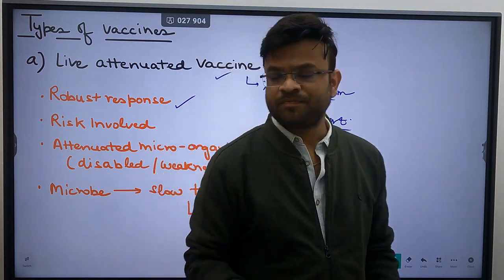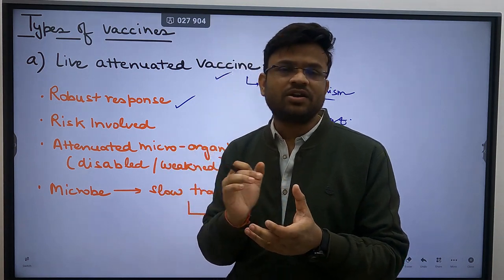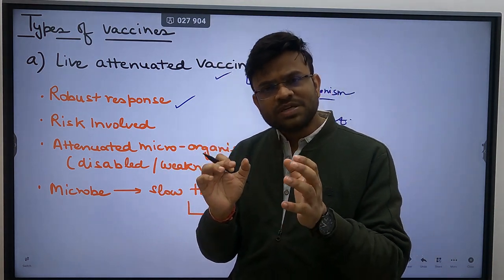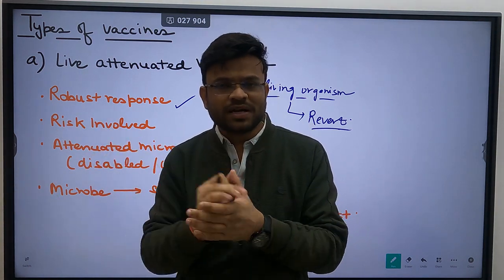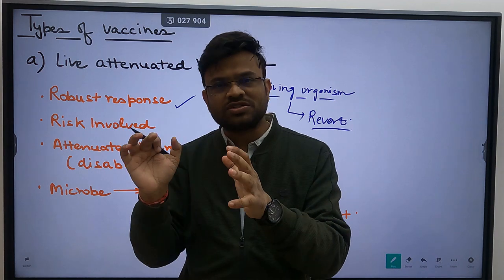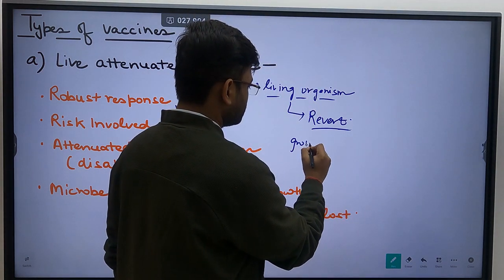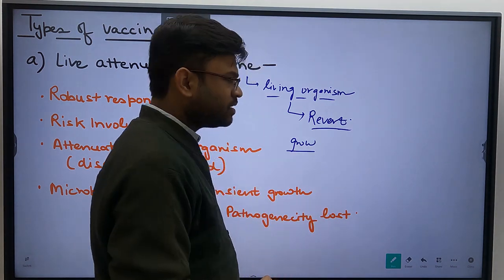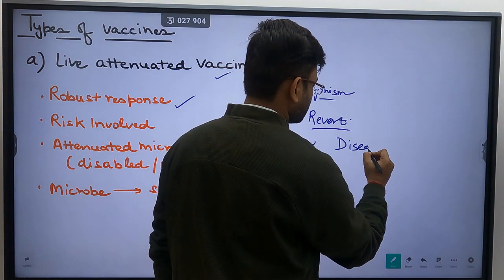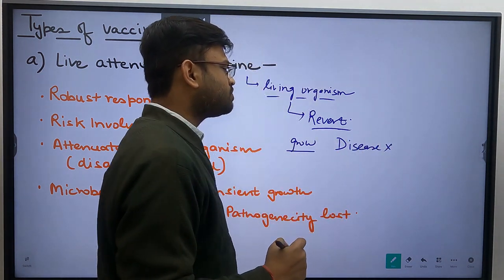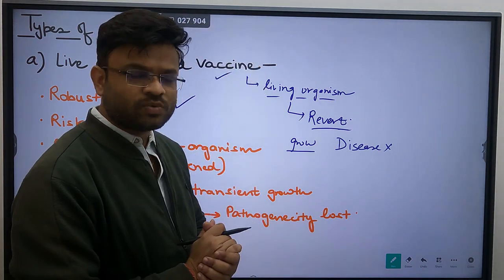What do you mean by reversion? You are using an attenuated virus, an attenuated organism. Attenuated organism means weakened organism. That means it has the capacity to grow, but it does not have the capacity to cause disease. Growth is possible, but disease is not possible. This is what we mean by attenuated.